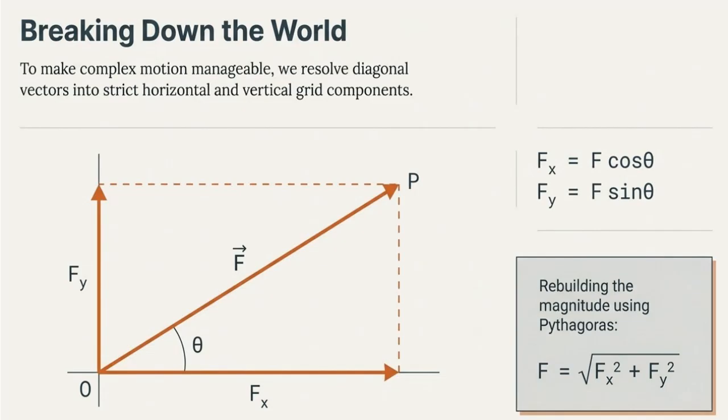Let's now connect everything and break down how we handle complex motion. When dealing with a force at an angle, we simplify it by resolving the diagonal vector into two parts, one along the horizontal axis and one along the vertical axis. We do this by using the angle theta to find the components. Multiplying the force by cosine of theta gives the horizontal component, and multiplying by sine of theta gives the vertical component. Once we have these, we can rebuild the original force using the Pythagorean theorem by taking the square root of the sum of the squares of these two components.